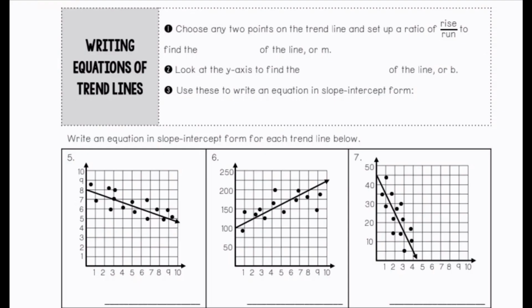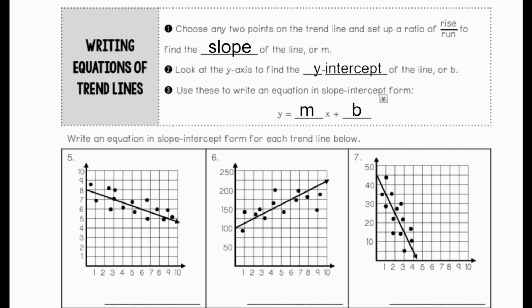If we want to write equations of trend lines, we want to choose any 2 points on the trend line and set up a ratio of rise to run to find the slope, or m. Then we want to look at the y-axis to find the y-intercept, or b, and then we use these to write an equation in slope-intercept form, which we should know. That's y equals mx plus b. So looking at 5, 6, and 7, I want to write an equation in slope-intercept form for each trend line.